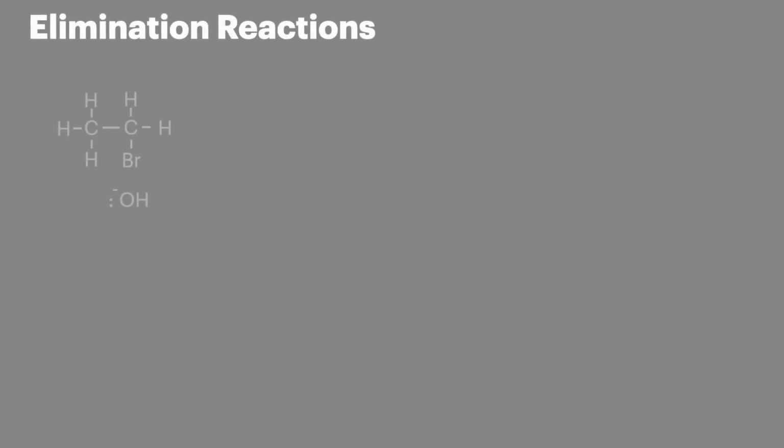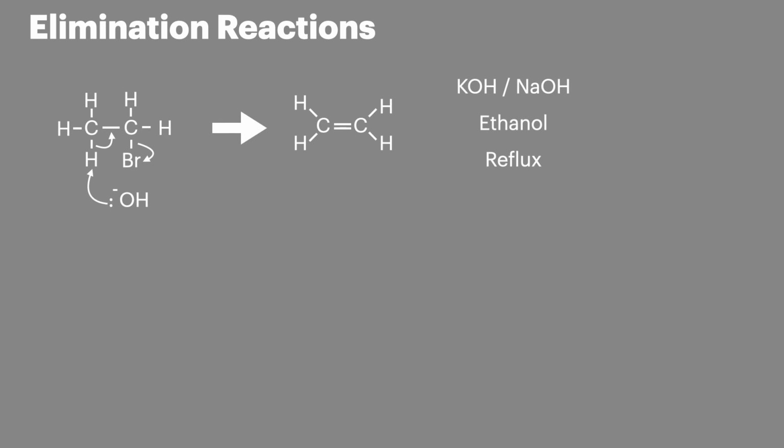Alkenes can be formed by carrying out elimination reactions of halogenoalkanes. This involves the removal of hydrogen by a strong base such as potassium hydroxide or sodium hydroxide, which in turn reforms the double bond and kicks out the halogen. This needs to be done using a strong base with the reaction happening in ethanol, not water, and will require the harsh conditions of reflux.